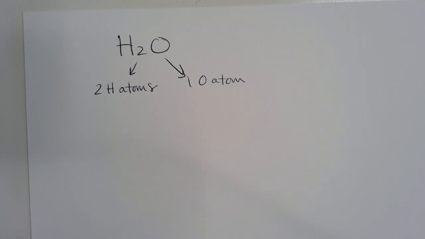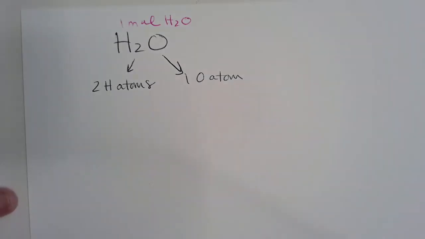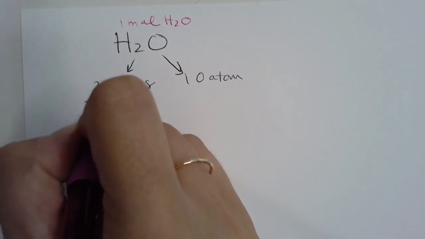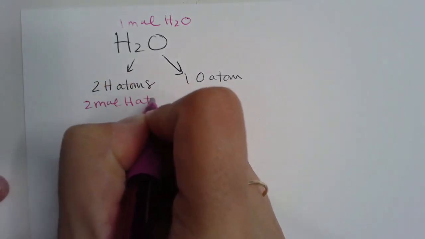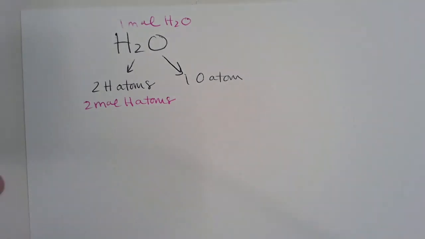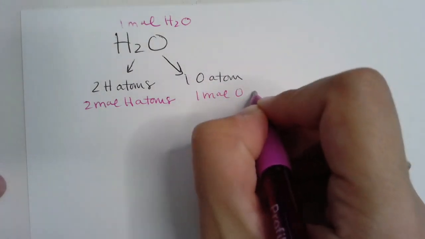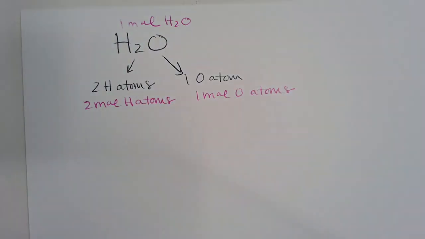However, just like in mole conversions, we don't ever work on the atomic level. We're always going to work with the number of moles. So, if I have, let's try this in a different color, 1 mole of water molecules, 1 mole of water molecules contains 2 moles of hydrogen atoms, and it also contains 1 mole of oxygen atoms. Okay?